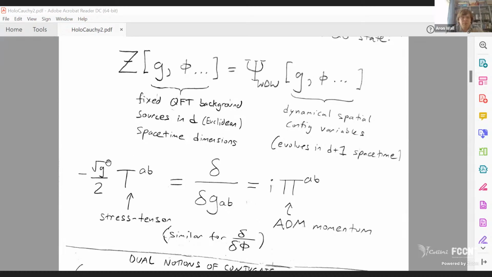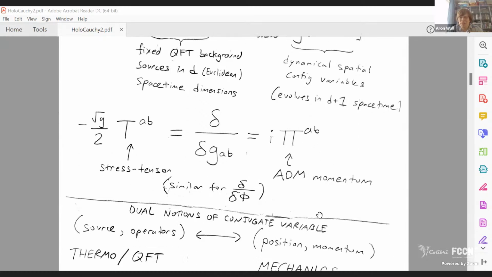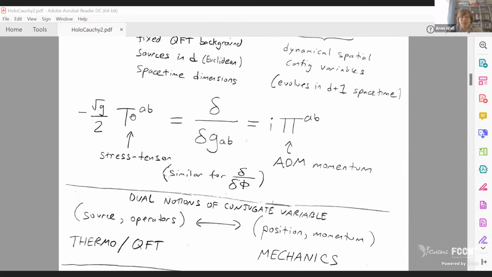Now, there are some factors here that are really not very important. It's just a matter of convention about whether you densitize things and where the factors of 2 go. The one factor that's here that's a little disturbing that you should notice is this factor of i. So normally in Lorentzian signature, we would take this ADM momentum to be real, which means that the stress tensor is imaginary.